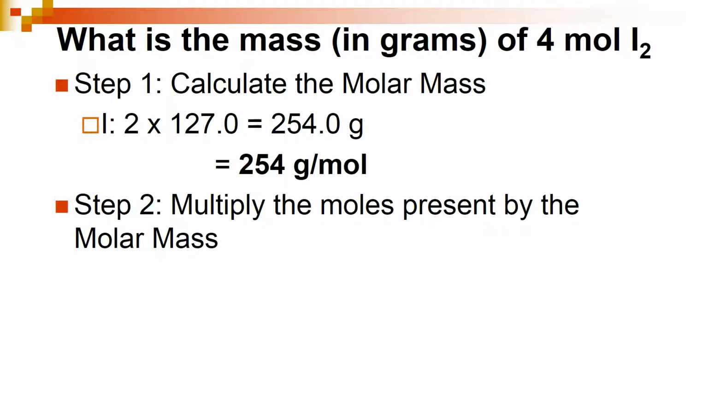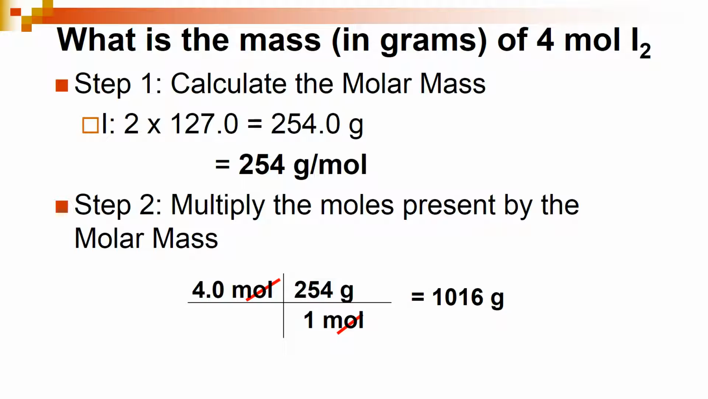Now, we need to multiply the moles present by the molar mass. Let's set up our conversion. We're told that we have 4 moles of iodine. Since we have moles on top, we need to have moles on bottom. We know that 1 mole of iodine equals 254 grams. Cancel out your like units, multiply 4 by 254, and that tells you that 4 moles of iodine is equivalent to 1,016 grams of iodine. Okay, please take a few moments to finish copying information from this slide.